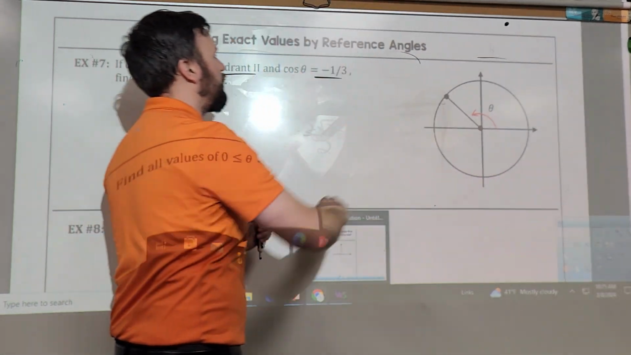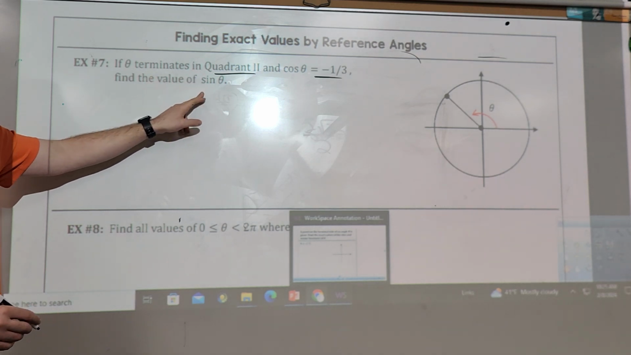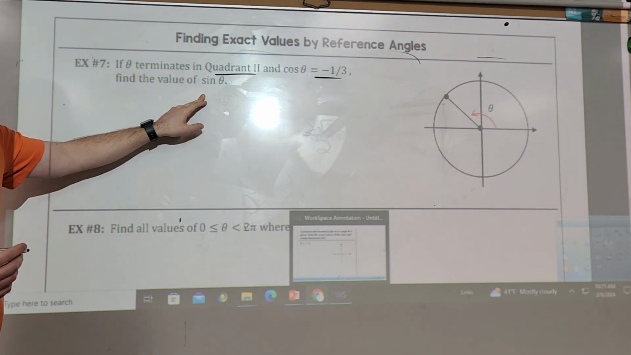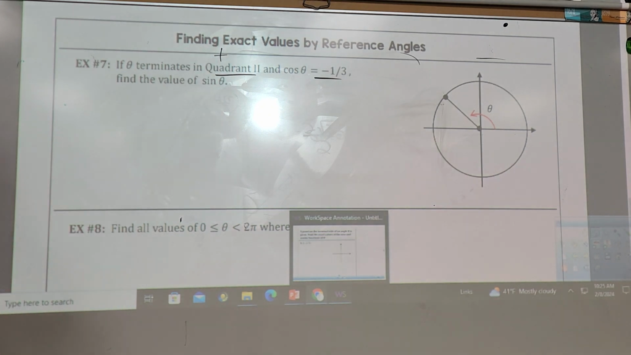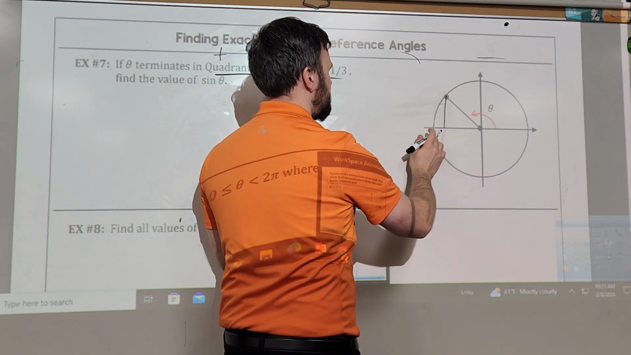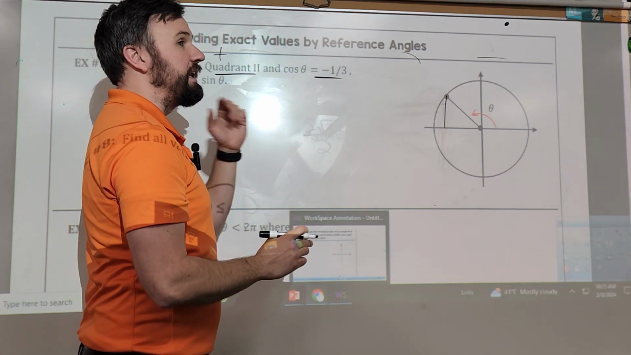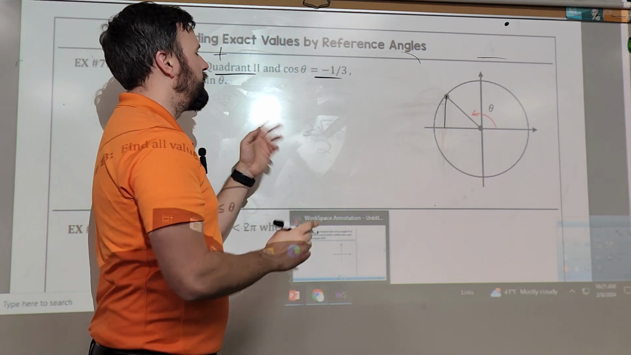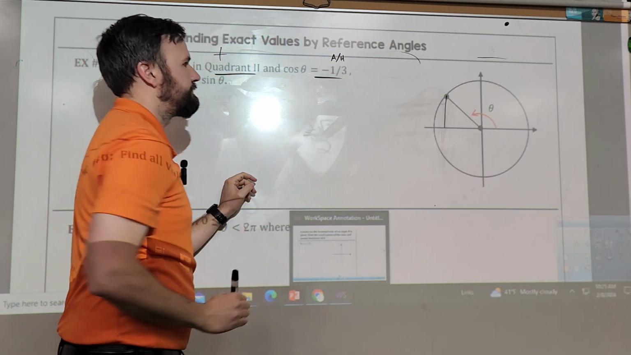So thankfully, they told us this. And also, if I'm in quadrant 2, I know sine has to be positive, right? So even if I didn't graph it right, I would know when I do it, I need to get a positive sign. But because they gave us the graph, I know it's going to be negative 1/3.